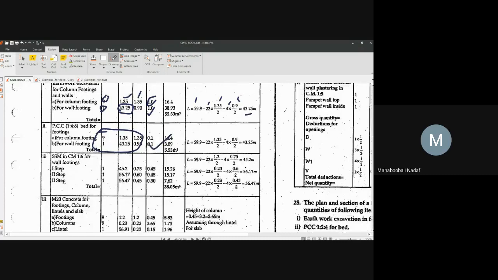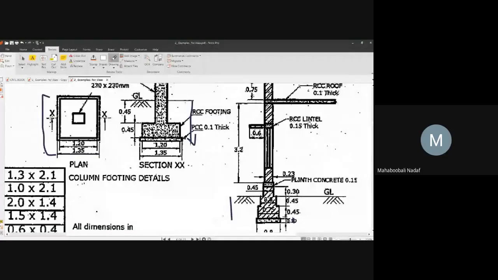Now, stone masonry and this one: first footing, second footing, third footing. Now, as usual, first I will just explain. These two things you are going to write from the cross section. Okay? So now, what is the length of this first footing? How to write it?